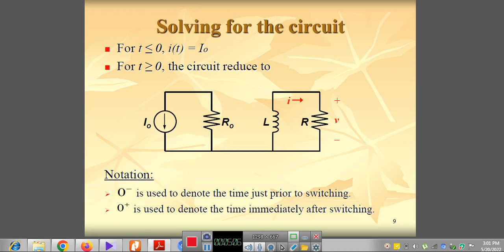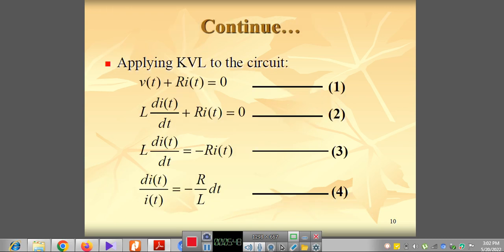So this is the equation: for t less than or equal to 0, i(t) is equal to I naught. For t greater than 0, the circuit will be reduced. Before the circuit there is a switch, and when t is greater than 0 the switch is opened. The notation 0 minus is used to denote the time just prior to switching, and 0 plus is used to denote the time immediately after switching.